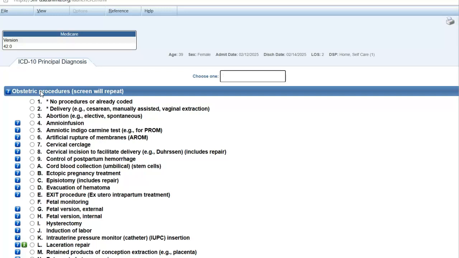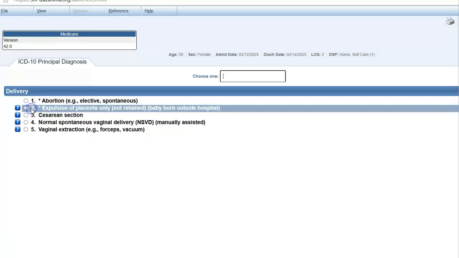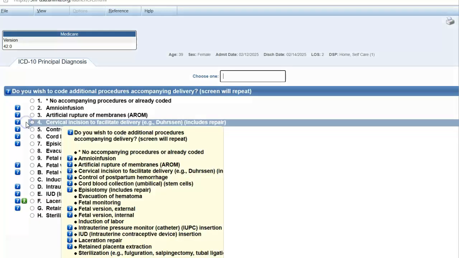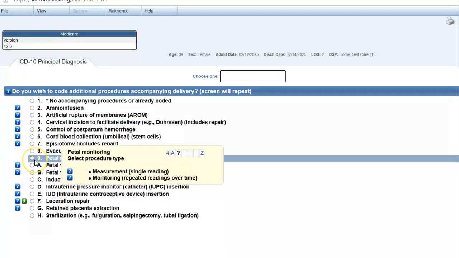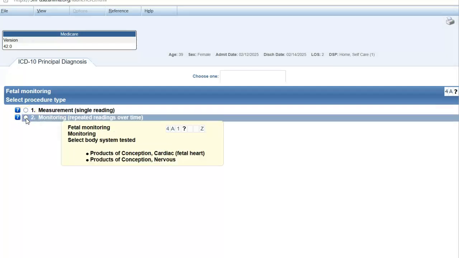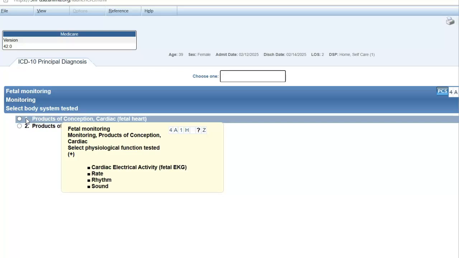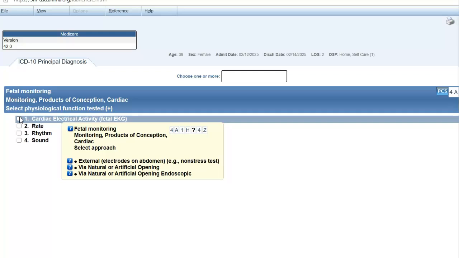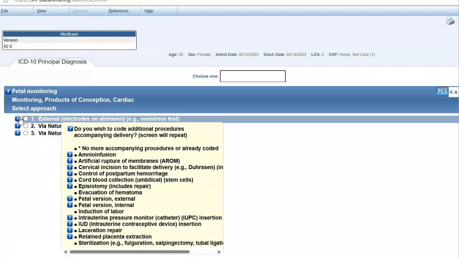So yes, we had a delivery and it was normal, right? Our baby was delivered without any vacuum, forceps, so we're going to hit normal. We did have fetal monitoring, right? So we're going to hit number 9, and it was monitoring. Number 2, and it was the fetal heart. So number 1, it was the rate of the heart, so heart rate, number 2.